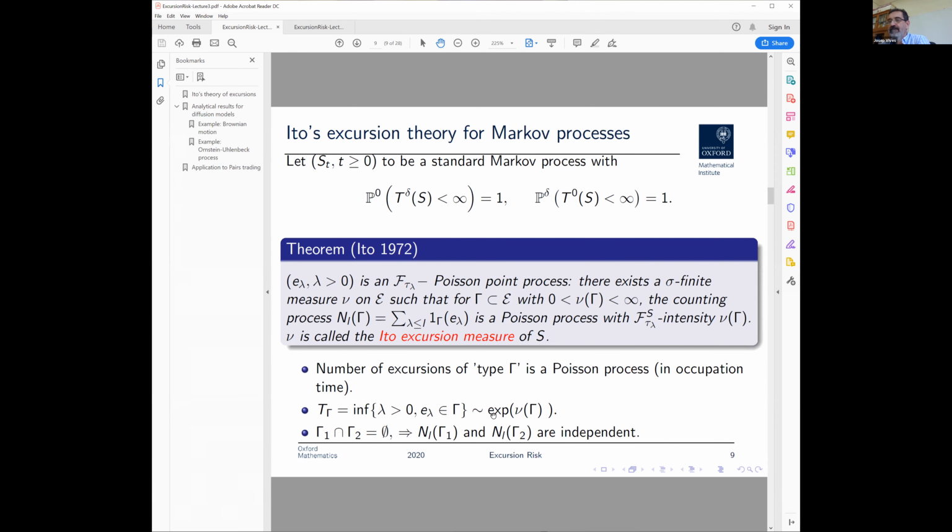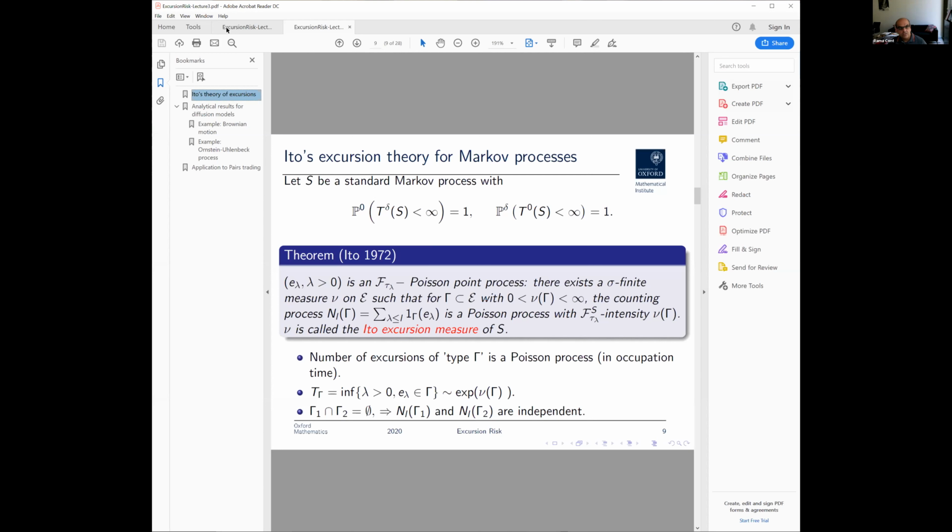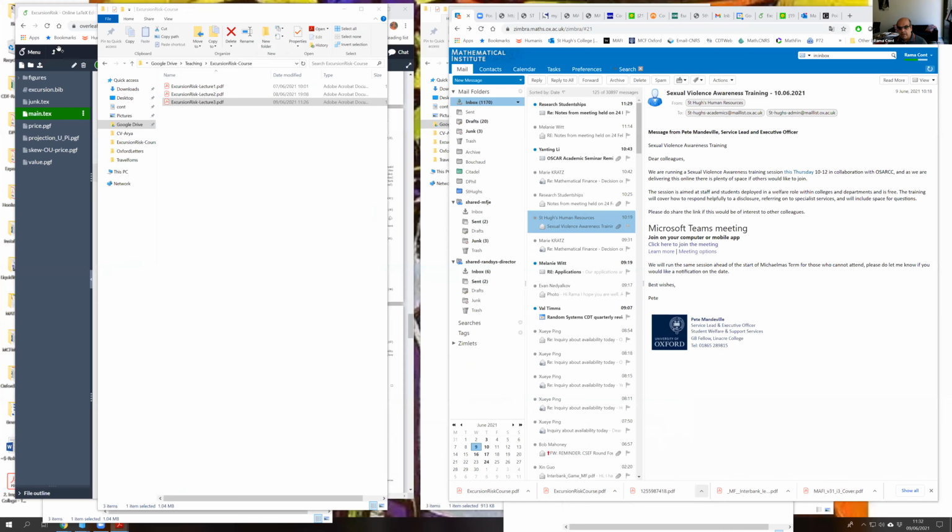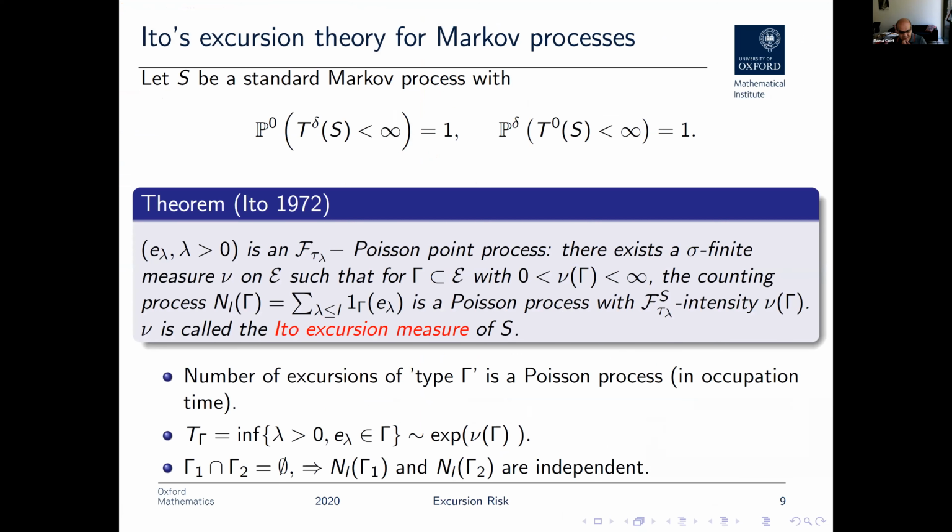Okay. Thank you. So this key result by Ito, which is the foundation of the theory, is an existence result, but it doesn't describe what this analytical object is. But it gives us a lot of hope to be able to describe in great detail the structure of the excursions if we can get hold of the Ito excursion measure.